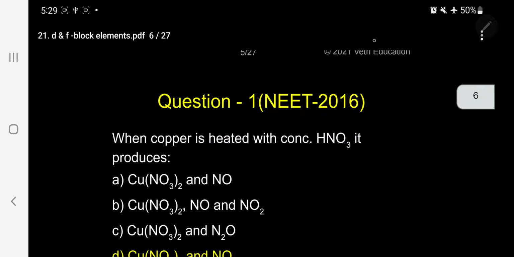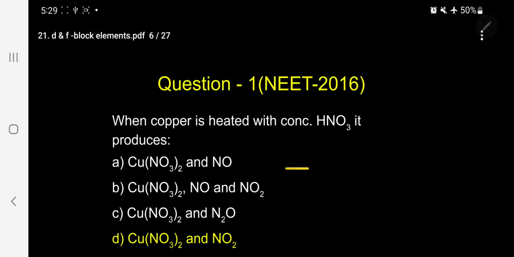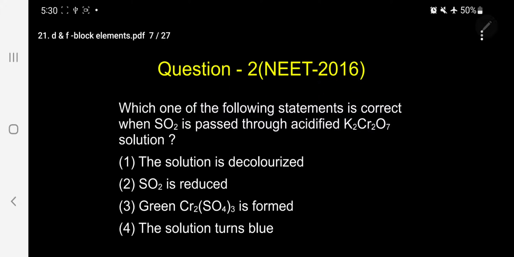So, in the case of concentrated nitric acid, what is happening? It is still powerful. So, it reacts with the concentrated nitric acid with copper. The product will be copper nitrate and NO2. This is the final answer for this question. Kindly follow.